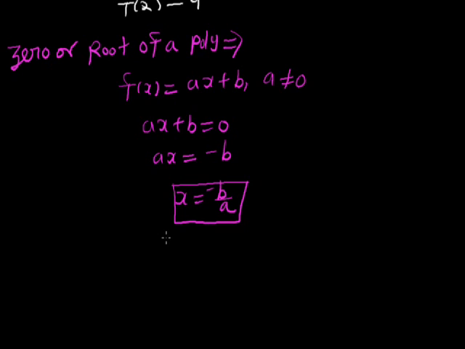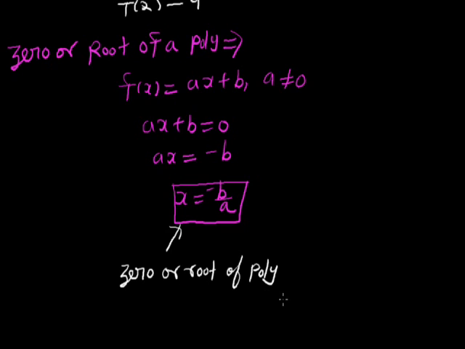Simply, we equate the complete expression to 0, then we find the value of x. This value is known as the zero or root of the polynomial. So this value of x is known as the zero, or we can say root, of the polynomial.